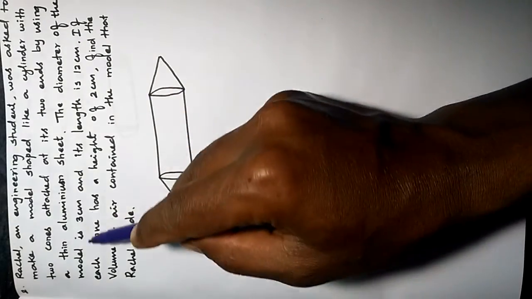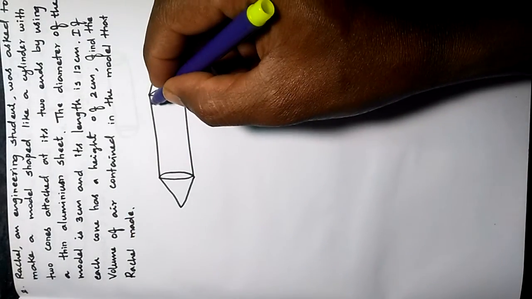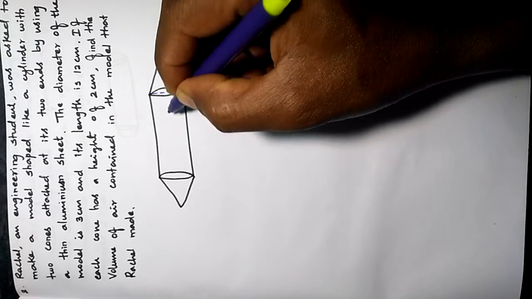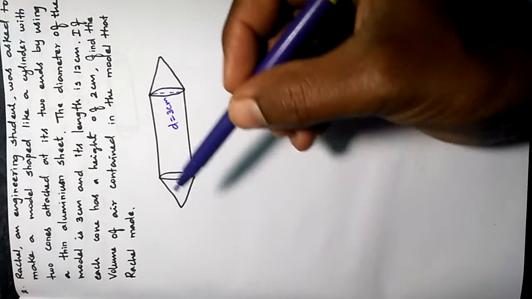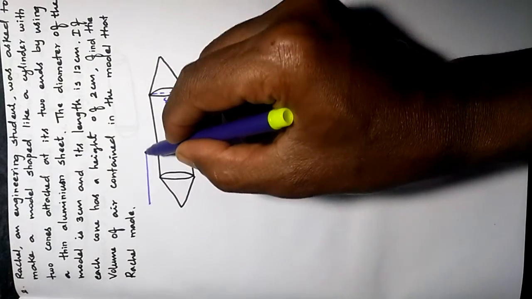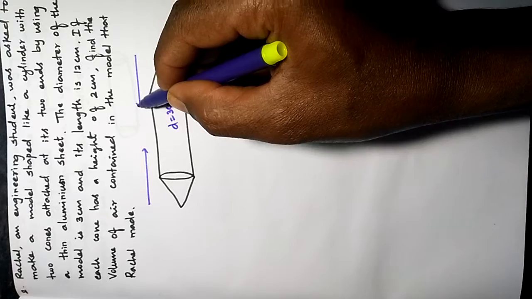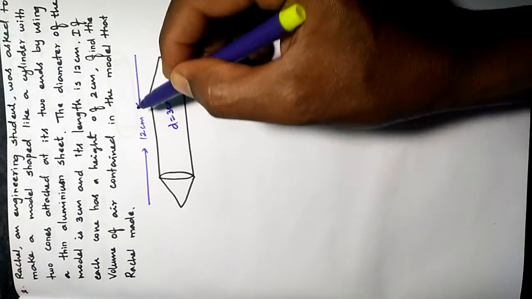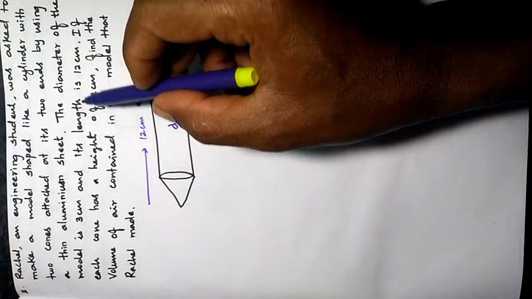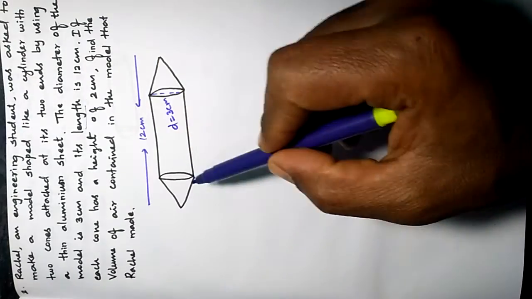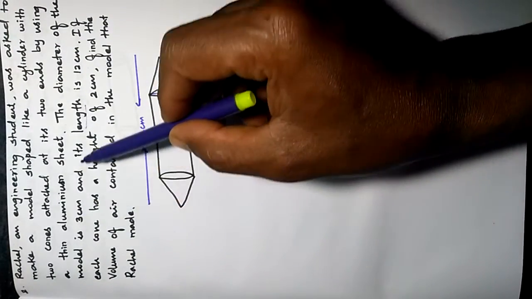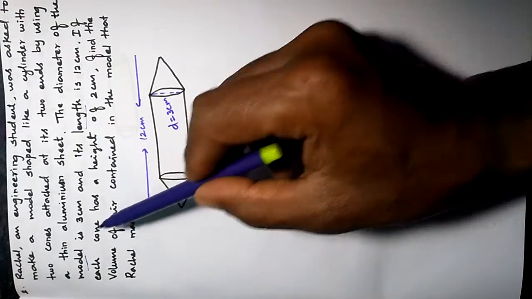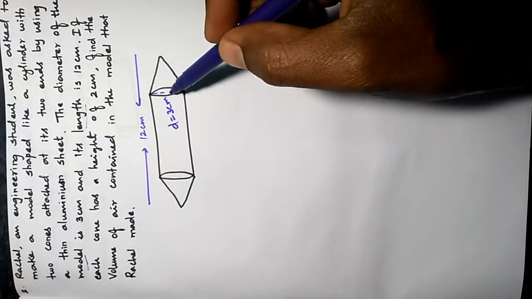And the diameter of the model is 3 centimeters. See, this is the diameter from here to here. So diameter D is equal to 3 centimeters and its length is 12 centimeters. Length means the total length of the model, they said 12 centimeters.